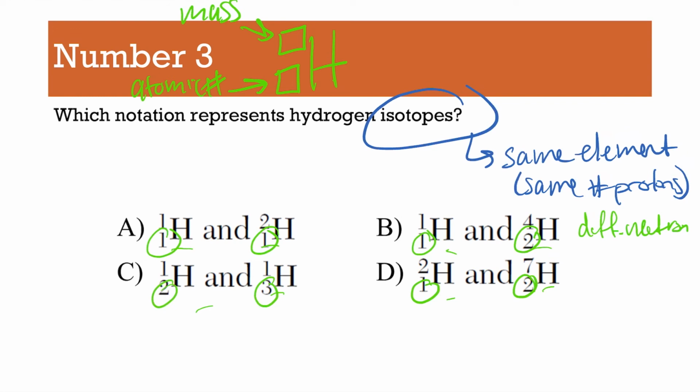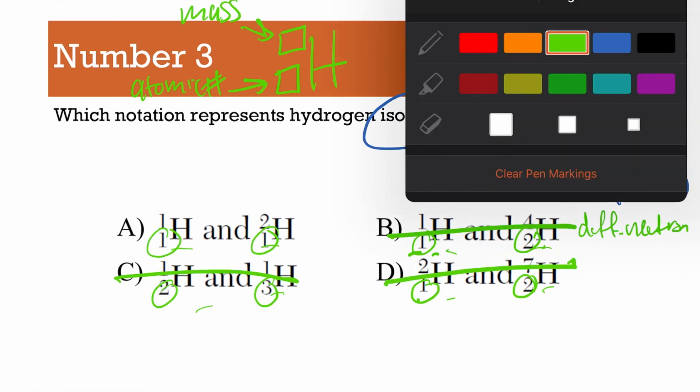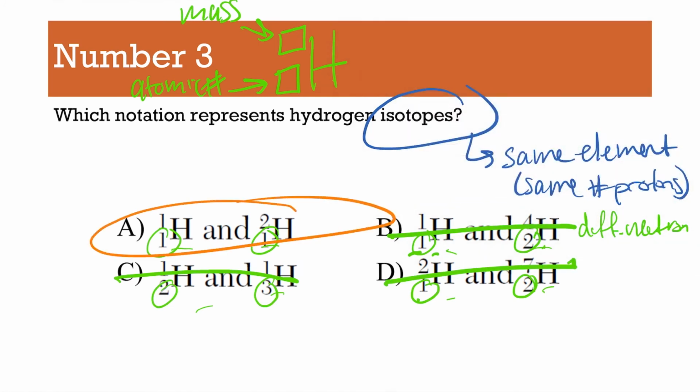So if we look at this, C has the bottom changed, so it can't be that. B has the bottom number changed, can't be that. D has the bottom numbers changed, so it can't be that. Our only logical answer is A. Again, we have the bottom number, the atomic number is the same, but the atomic mass is different. And that's what an isotope is. Same element, different mass.